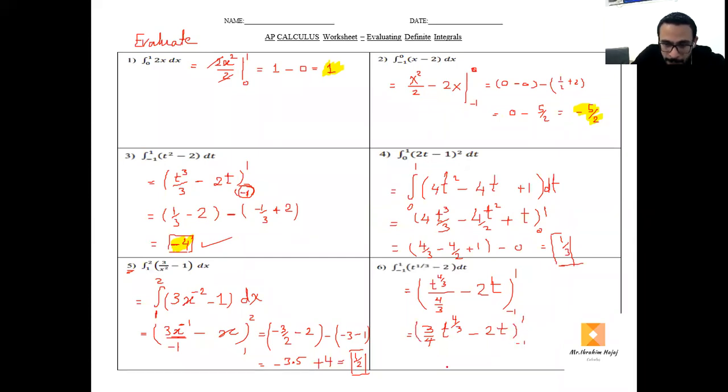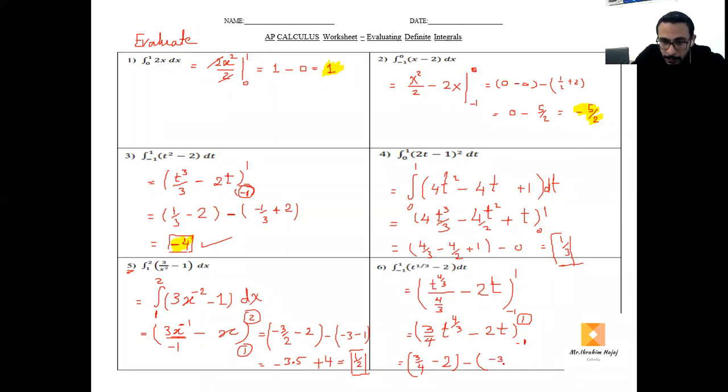From negative 1 to 1 means substitute the upper limit first, then the lower one. The upper one first, so substitute 1 first. It should be 3 over 4 times 1 to the power 4 over 3, which is 1, minus 2t, so 2 minus the substitution by negative 1, the lower one.